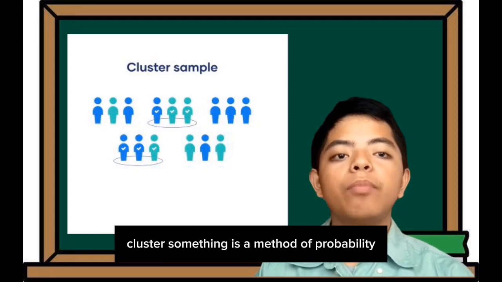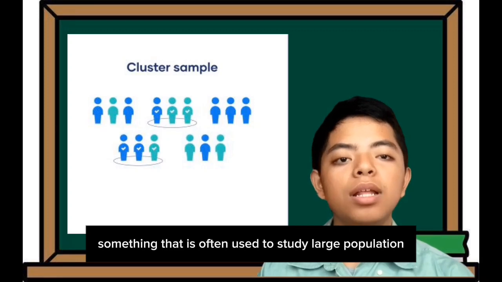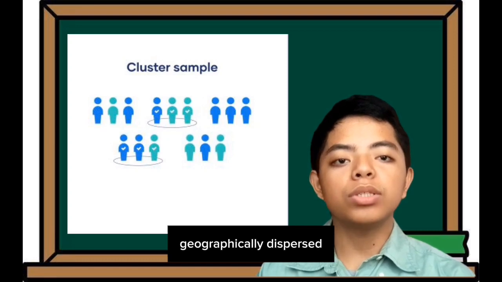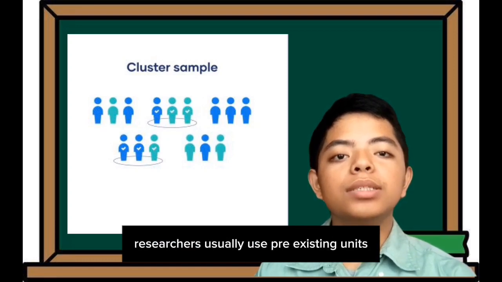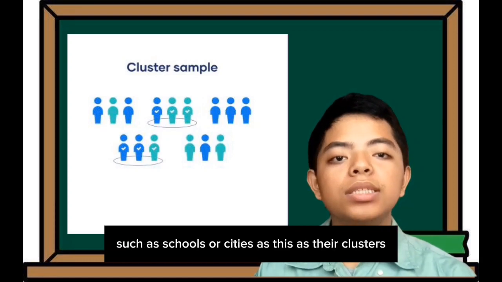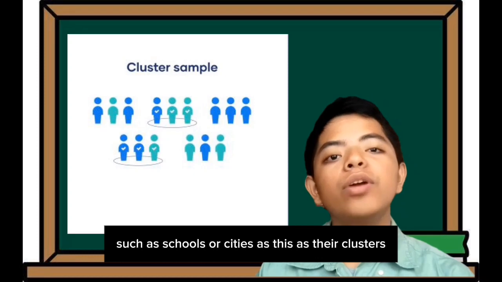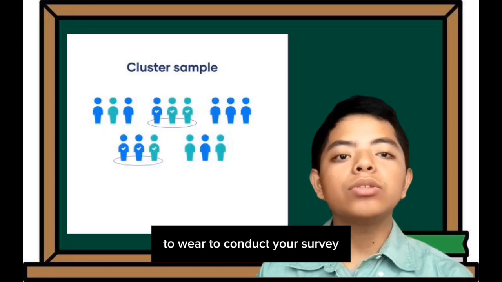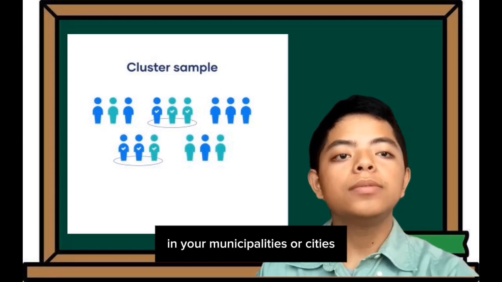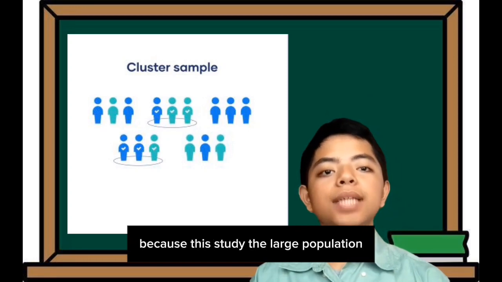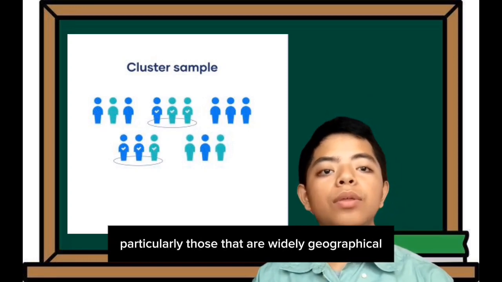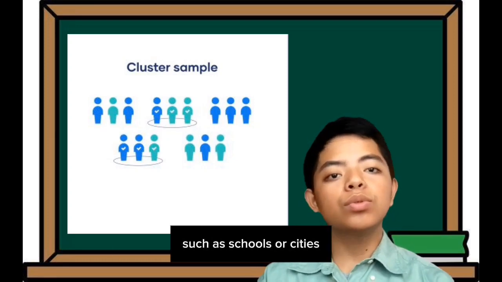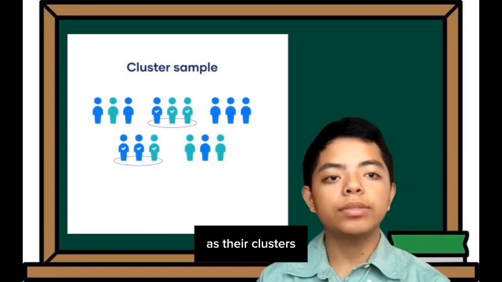Cluster sampling is a method of probability sampling that is often used to study large populations, particularly those that are widely geographically dispersed. Researchers usually use pre-existing units such as schools or cities as their clusters. For example, you randomly pick 5 out of 15 barangays in which to conduct your survey in your municipality or city. It is called cluster sampling because it studies a large population, particularly those that are widely geographically dispersed. Examples are pre-existing units such as schools or cities as clusters.